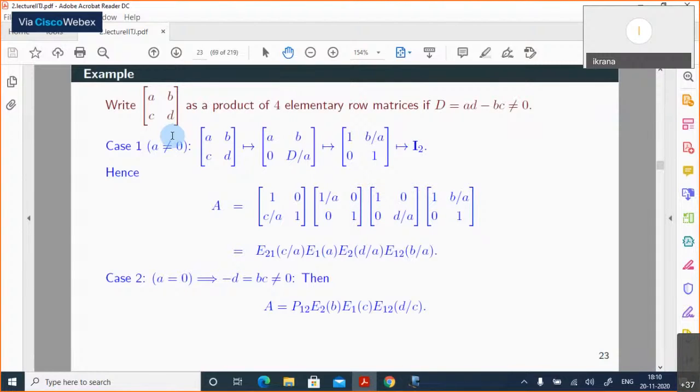The solution is already recorded, so you can look at the 2 by 2 matrix and try to write it as, if AD minus BC is not equal to 0, what are the elementary matrices which make this product, the row echelon form, reduced row echelon form, equal to identity. So here is an exercise for the tutorial session: write this down as a product of elementary matrices.